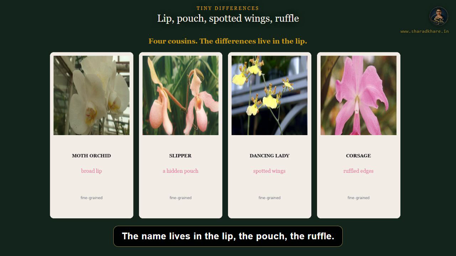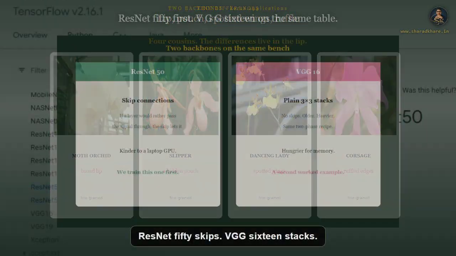Fine-grained work lives in tiny differences. A moth orchid has a broad lip. A corsage orchid has ruffled edges. Same pale face, different story. A slipper orchid hides a pouch. A dancing lady throws spotted wings. If your net only learned the word orchid, those 4 stories collapse into one stamp, and the cataloger is still lost. That is why we will not celebrate one accuracy number. We will read each class because mix-ups can hide in the average.